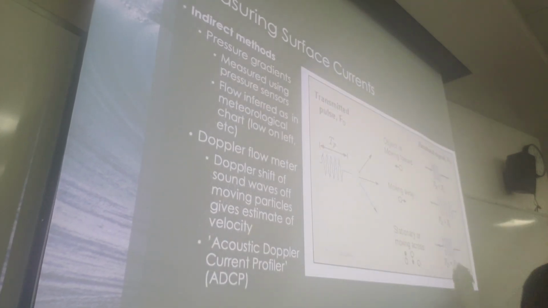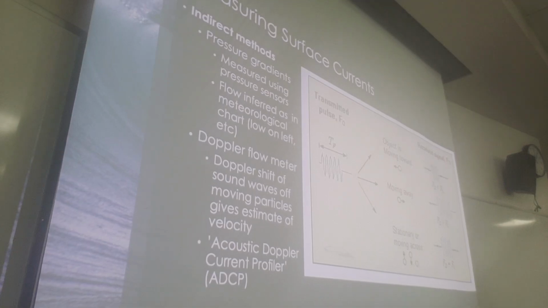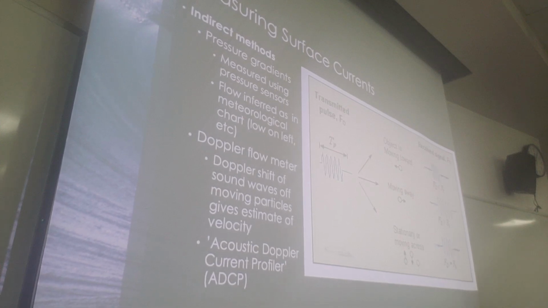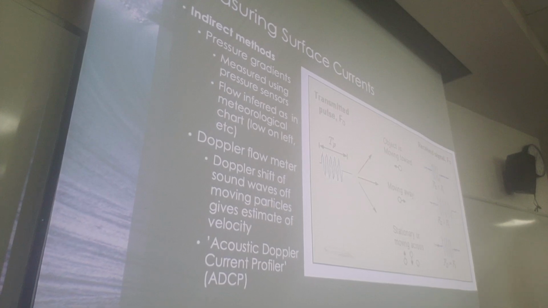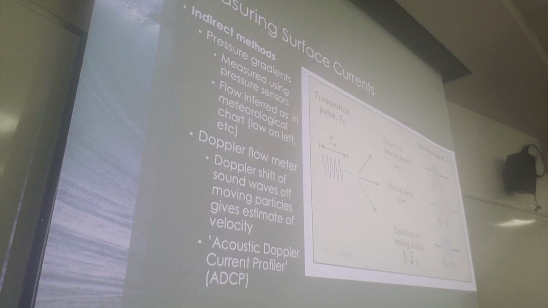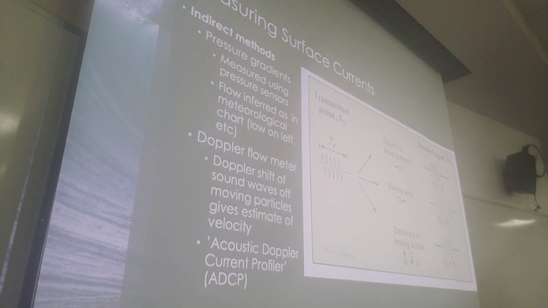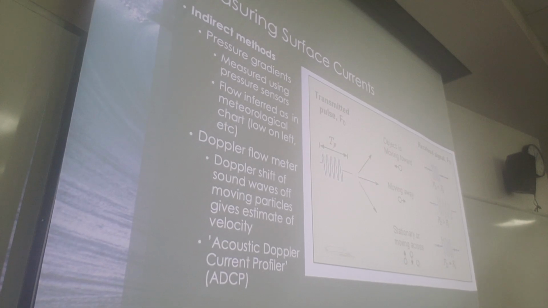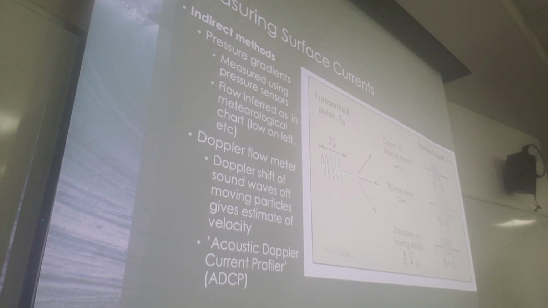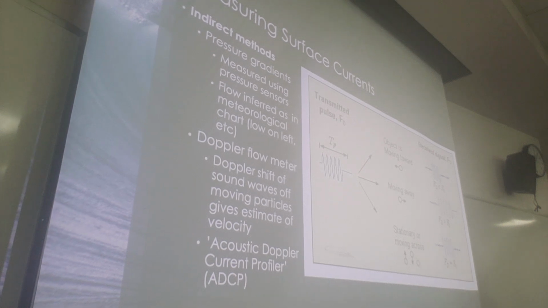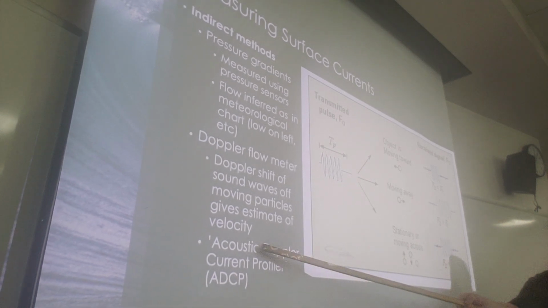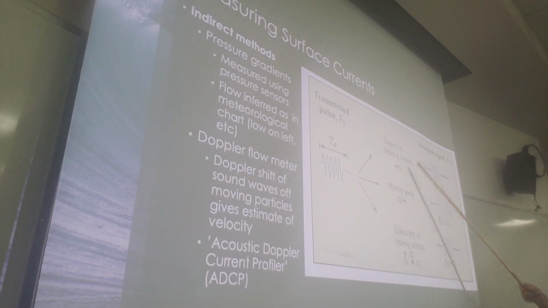Another method is to use the Doppler effect. The Doppler effect is that phenomenon where when you hear a siren like an ambulance or a police car coming towards you, the pitch starts to get higher, and then when it's going away, the pitch gets lower. That's because the wavelength of waves is shifted when the thing that's either emitting or reflecting them is moving. The oceanographic instrument is called the acoustic Doppler current profiler, or ADCP. It emits sound waves, that's the acoustic part, and then it reflects off of stuff in the water column.